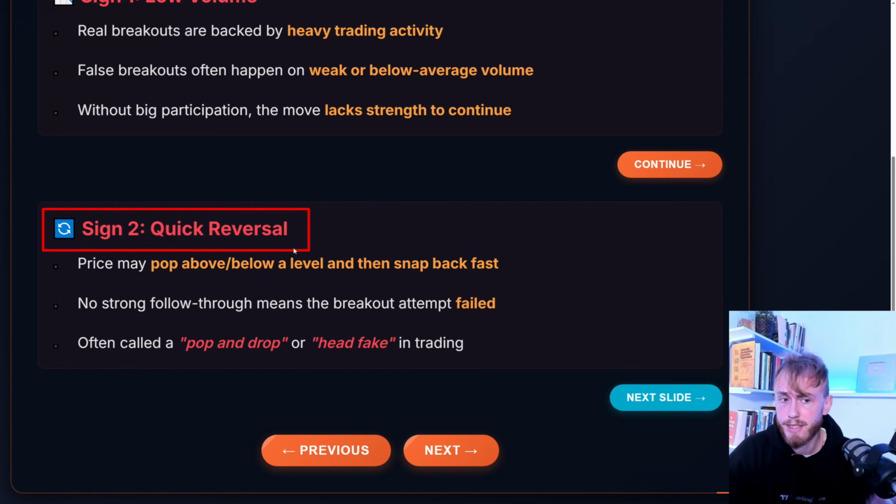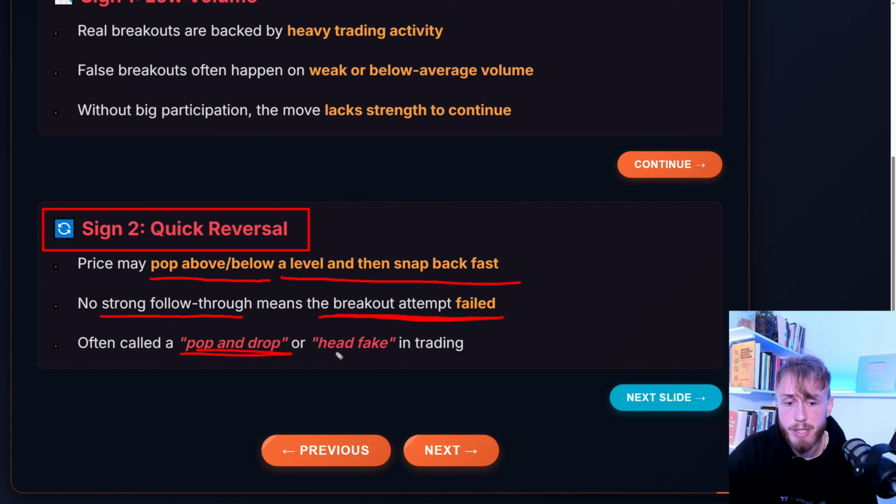Sign 2 is a pretty self-evident sign, and that is that we see a quick reversal. The price might pop above or below a level and then snap back fast. And that is, of course, a very clear sign that this breakout might be fake. It might be a fakeout. So when we see no strong follow through, it means that the breakout attempt failed. It's often called a pop and drop, a head fake, or it has many other names.